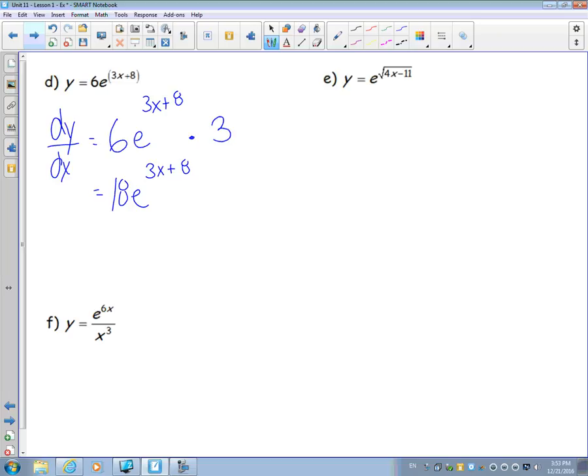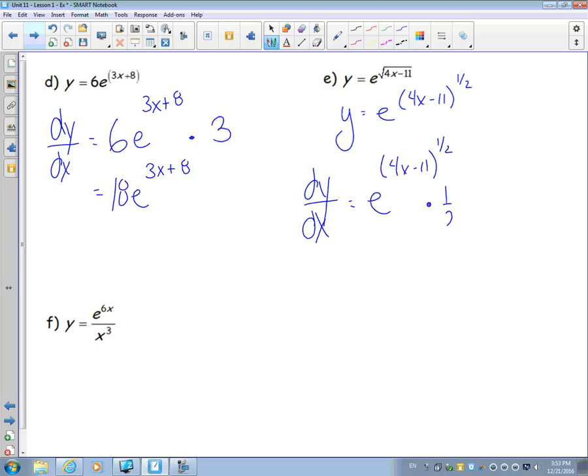Try the next one. Oh, it's messy. You got root signs in there. Well, we know we can fix root signs by writing them as fractional exponents. So let's try this one. dy/dx. My derivative has to be its entire self times the derivative of the exponent. Well, the derivative of the exponent is 1/2 times (4x minus 11) to the negative 1/2, just for the exponent part, times the derivative of the inside piece.